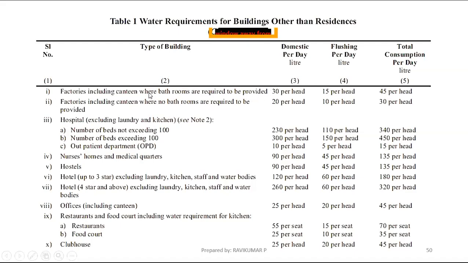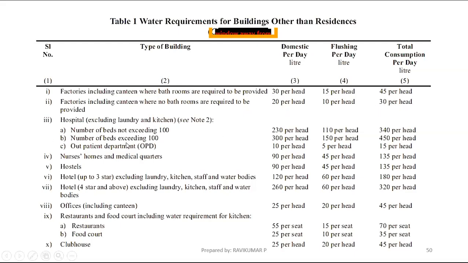If you are going to provide the factory with a bathroom, that is, with shower, then 30 liter per head for domestic and 10 liter per head for flushing, so you have to consider totally 40 liter per head per day in the factory building. If you are going to design the factory without bathing facility, then 30 liter you have to consider.